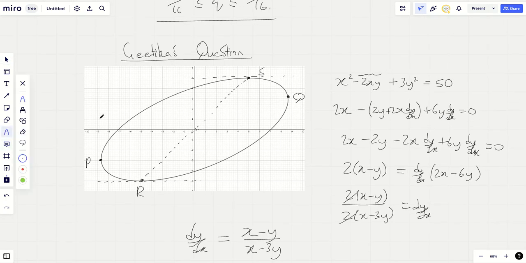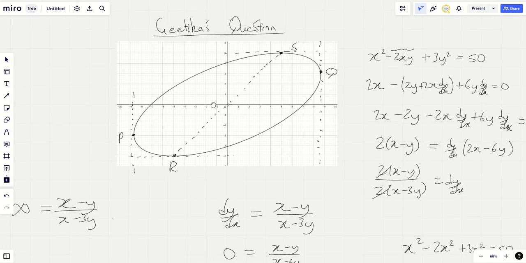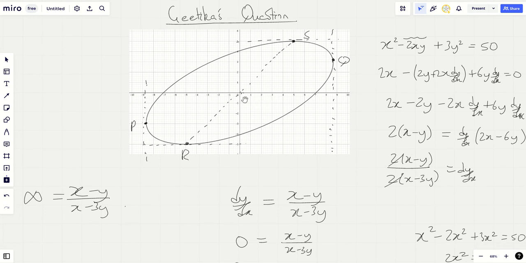Now, what about when the gradient is infinite? Oh dear, how do we handle infinity? Because you can't really key into dy by dx. You can't really replace dy by dx with infinity, can you? What does it even mean to say infinity equals x minus y over x minus 3y? Well, let me tell you. Mathematicians would always say that infinity is not like a number, and it isn't. It's true, it's not a number, it's a concept. It's the idea of things getting bigger and bigger and bigger. They can increase without limit. But very loosely speaking, a fraction is equal to infinity when the denominator is 0.